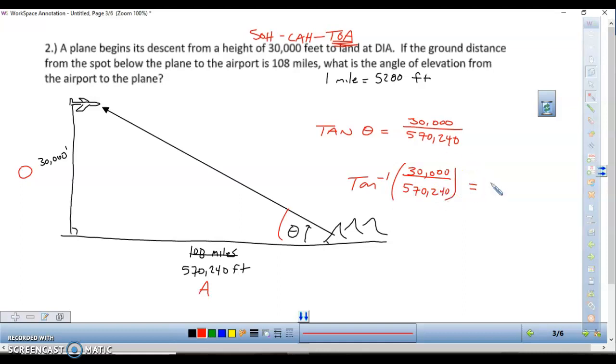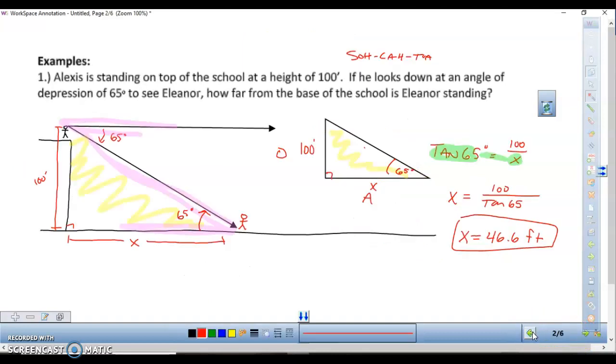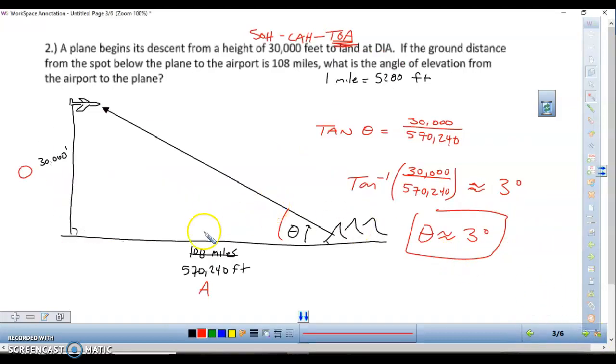I get, boom, about 3 degrees. So theta is approximately 3 degrees. That angle of elevation to look up to see that plane is only about 3 degrees. Sweet. So that's angle of depression and angle of elevation problems, and we did one of each. We used one to find the missing side length of the triangle, and we used another one here to find an angle measure within a right triangle.